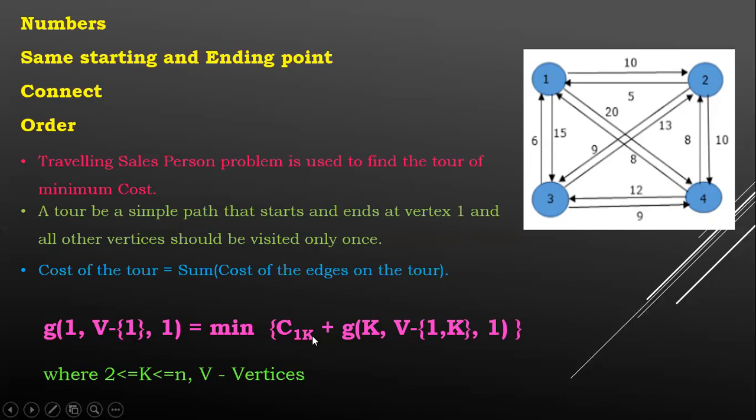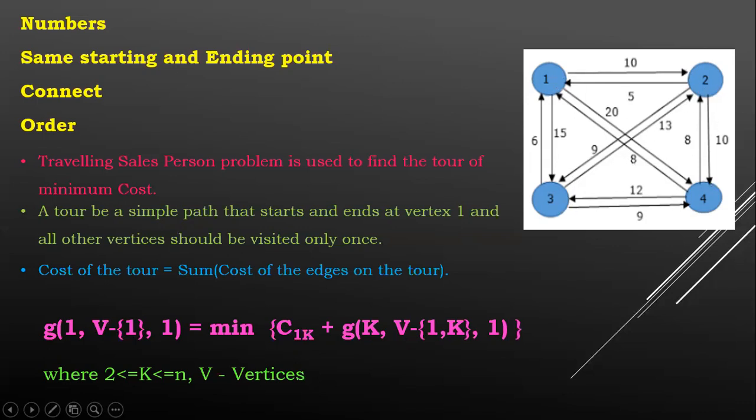To find that, we have the formula. Here we have taken some vertex k. This k is a vertex from vertex 2 to n. So in this example, if we want to move from vertex 1 to 1, we have to visit the three vertices, that is 2, 3 and 4.